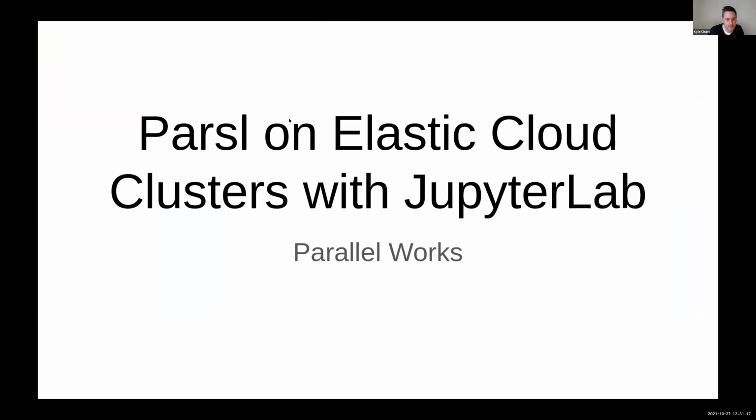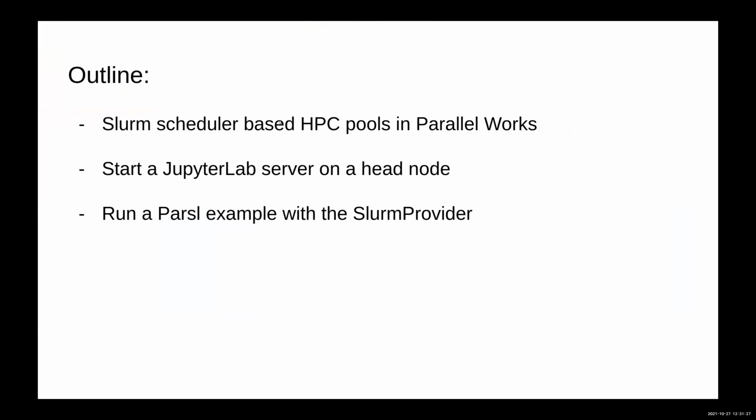So I'm gonna show a use case of Parsl on Elastic Cloud clusters with JupyterLab running on Parallel Works. I will first quickly introduce the Slurm scheduler-based HPC pools that Matthew was talking about. Then I will start the JupyterLab server on a head node of one of these pools. And finally, I will run a very simple Parsl example with JupyterLab and using the Parsl Slurm provider.